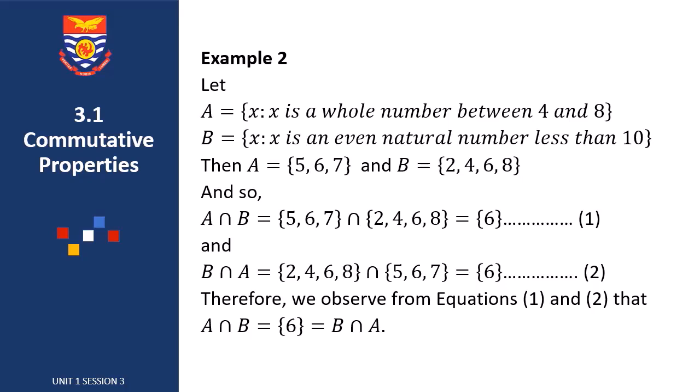We now look critically at the two equations, equation 1 and equation 2, and we discovered that the two are giving us the same answer. And so we conclude that A intersection B is equal to 6, and that is also equal to B intersection A. Therefore, A intersection B is equal to B intersection A.